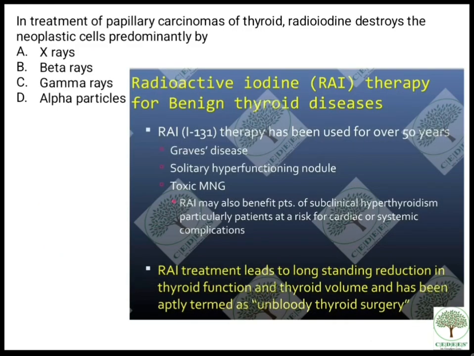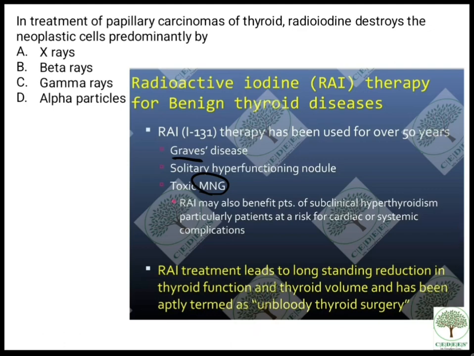The next question is, in treatment of papillary carcinomas of thyroid, radioiodine destroys the neoplastic cells predominantly by. Now, what is this radioiodine therapy? Any kind of thyroid diseases or thyroid cancers would require a combination of surgery along with radiotherapy. This radioiodine therapy has been used for over 50 years for so many conditions like a hyperfunctioning thyroid gland, a toxic multinodular goiter. So it's very useful for treatment of hyperthyroidism as well as thyroid cancer.